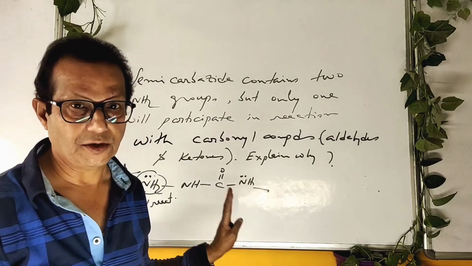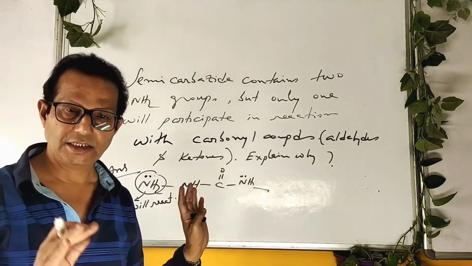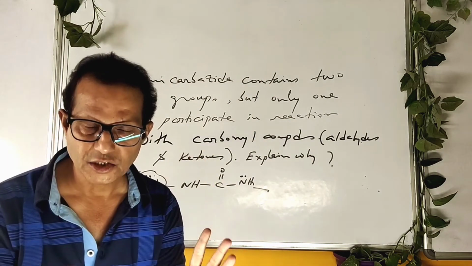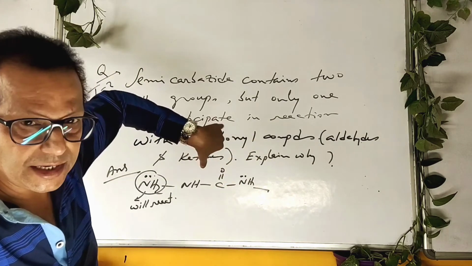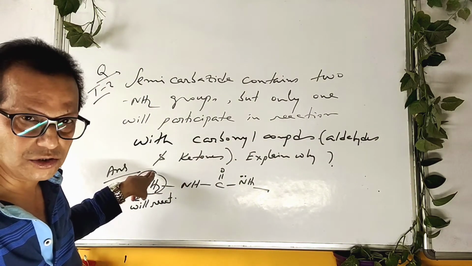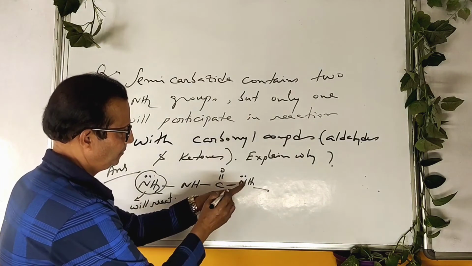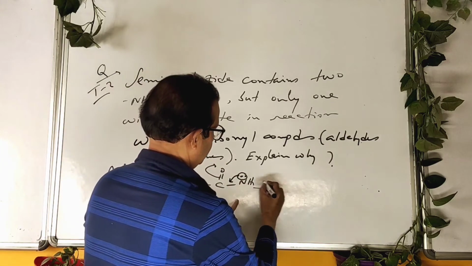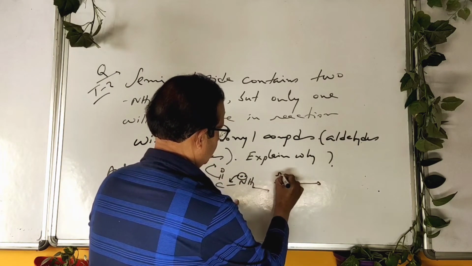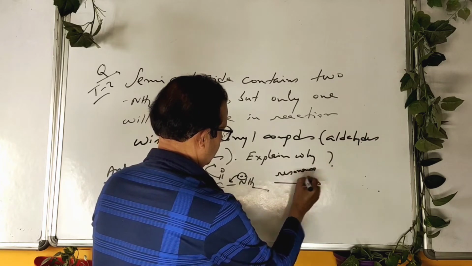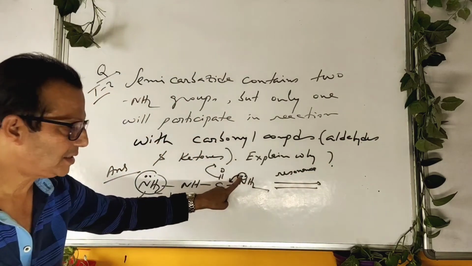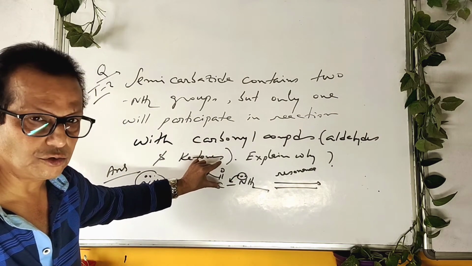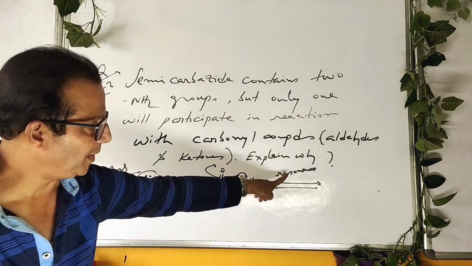But this NH2 group which is attached to the carbonyl group does not participate. Why? You know that these are all examples of nucleophilic addition reactions, and all the ammonia derivatives act as nucleophiles because the left side NH2 group contains a lone pair of electrons. So this NH2 group adjacent to C double bonded O participates in resonance.